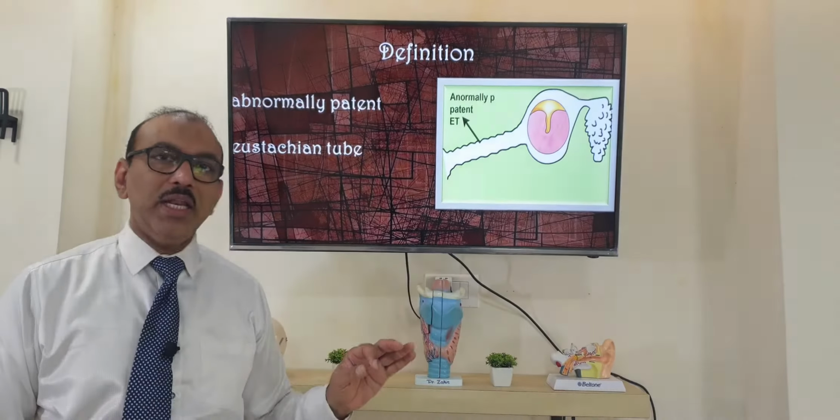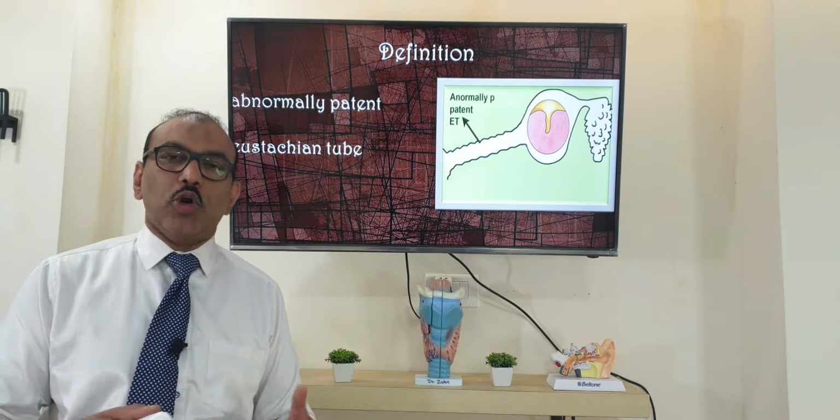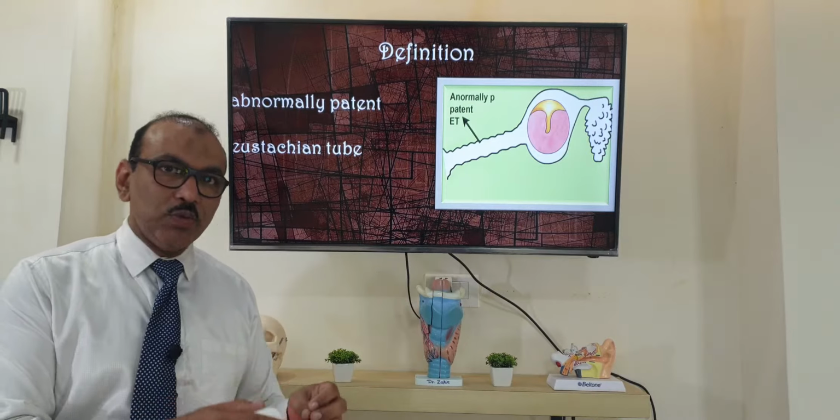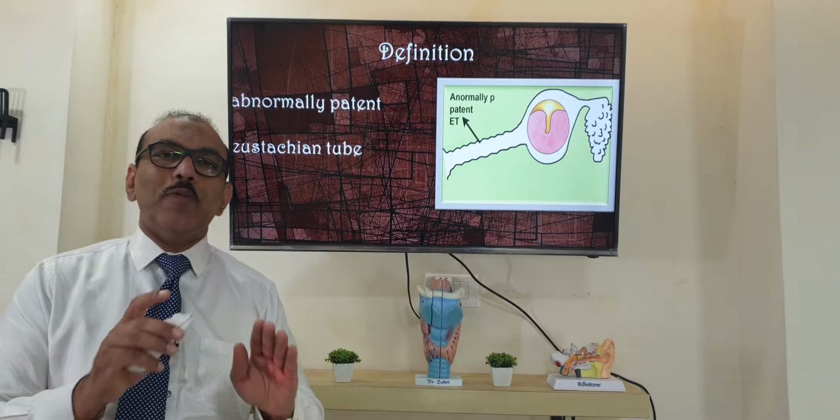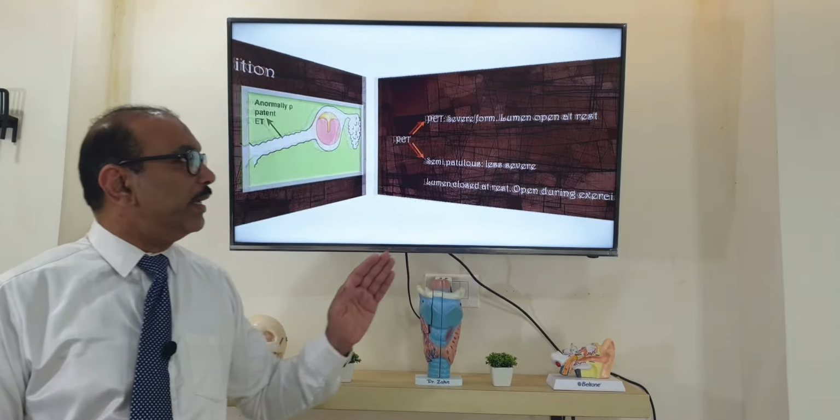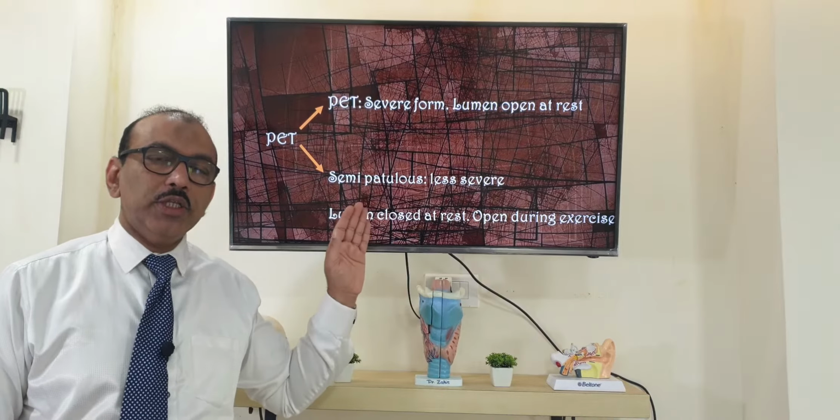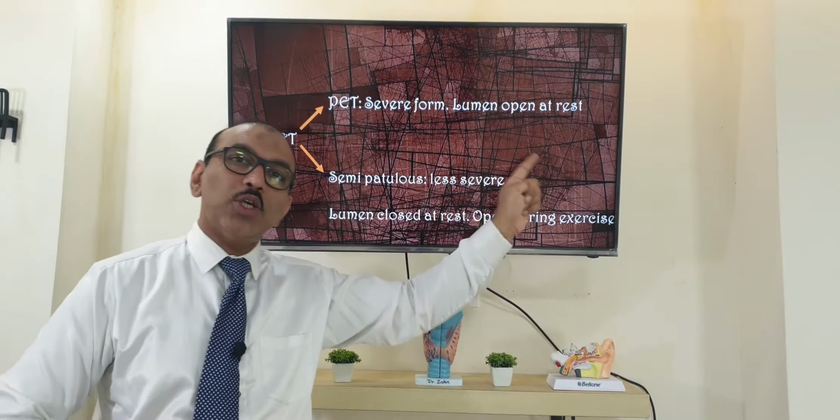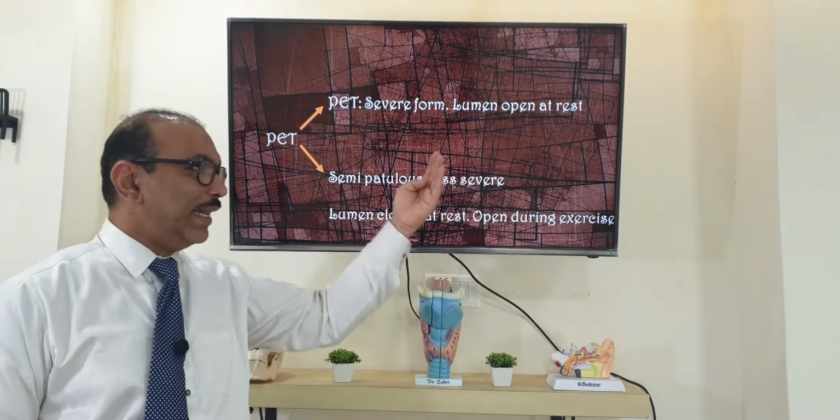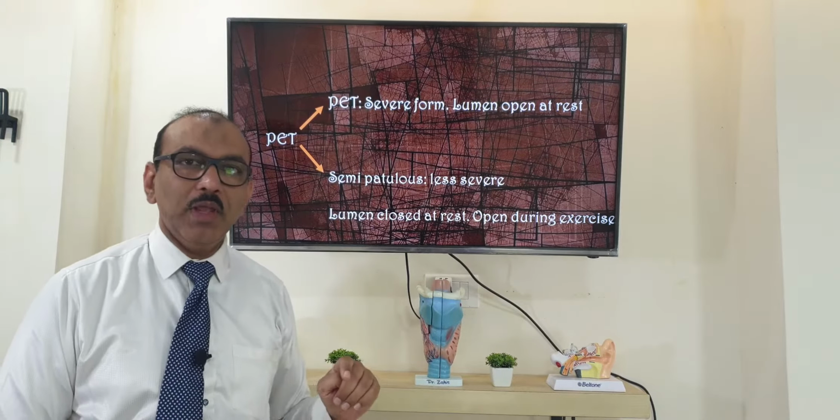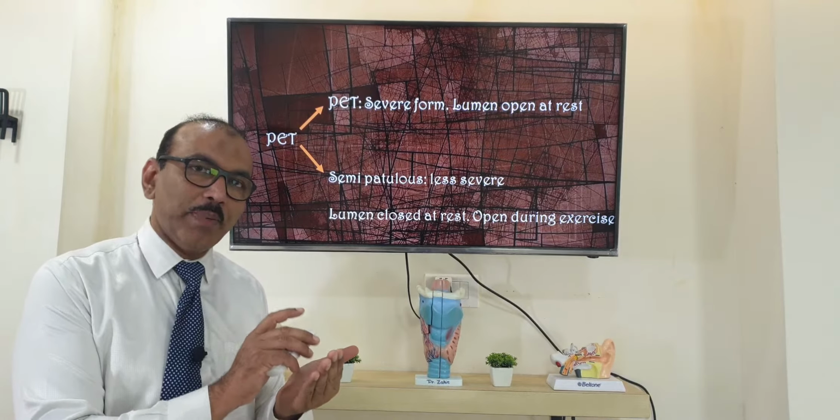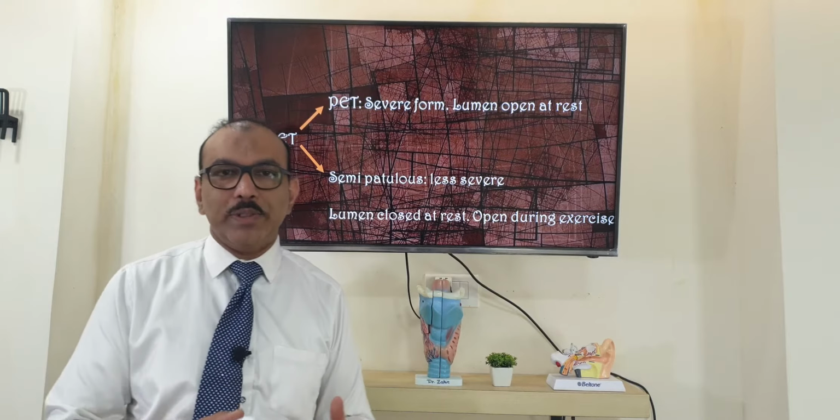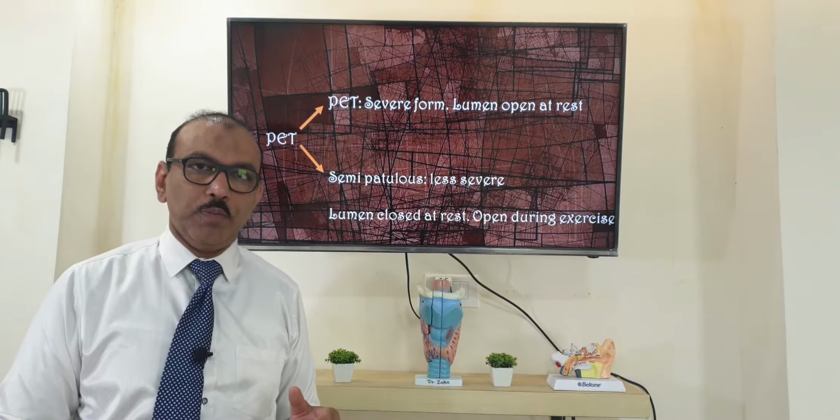As I mentioned, it is kept closed but opens during swallowing. In patulous eustachian tube, for the reasons which I am going to mention, the eustachian tube is always patent, always kept open. First, let us classify that. The patulous eustachian tube has 2 types. One is the serious type, where it is always patent, or the less severe type, called the semi-patulous type, where it is not always patent, but during exercise time, with slight exertion, it opens up. These are the 2 types of patulous eustachian tube.